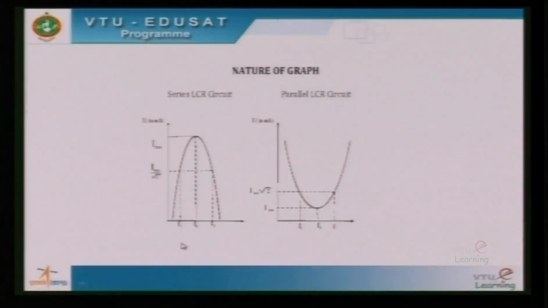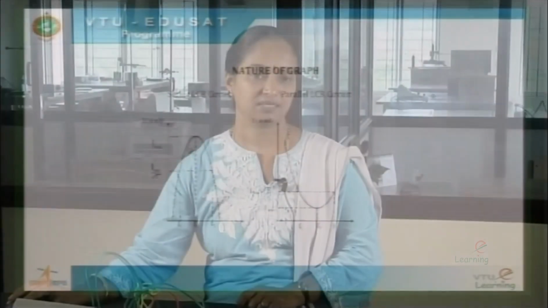So, as it is clear from the graph, you observe that as the frequency is increasing, the current is also increasing, reaching a maximum and then decreasing. So, before the resonant frequency, the circuit is more inductive. Beyond the resonant frequency, the circuit is more capacitive, hence the characteristic graph. At resonance, current is maximum in a series circuit.